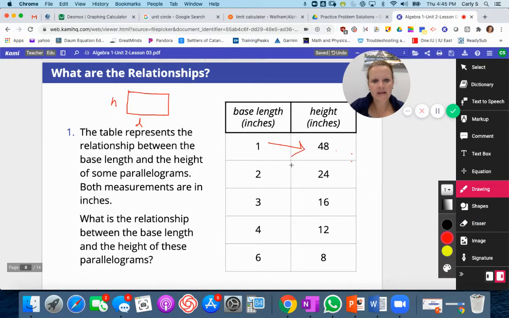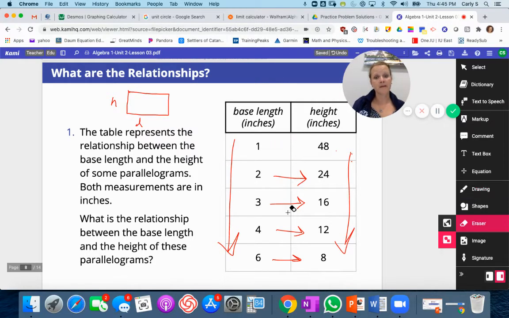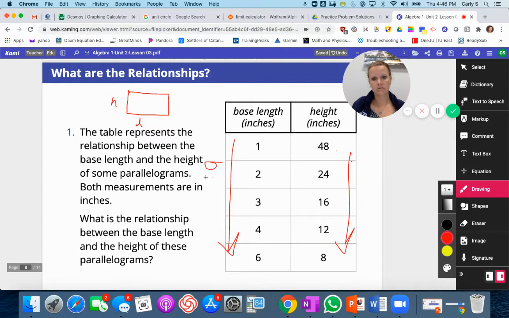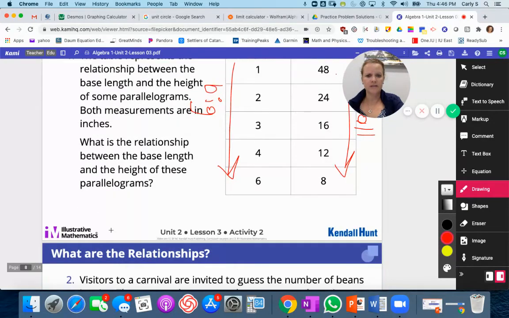So from here to here, base length and height. My base length is 2, my base length is 3, my base length is 4, my base length is 6. It looks like as base length gets bigger, height gets smaller. That's all I'm coming up with so far. As our base length gets bigger, our height gets smaller. I like that one. So yeah, as our base length increases, our height decreases, but not by a steady amount. All right, so far that's the only relationship I have.